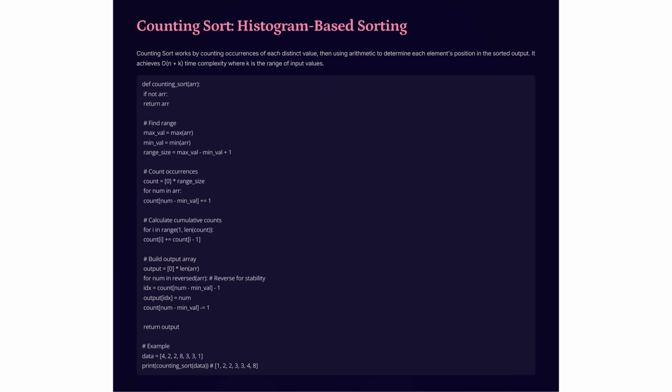Counting sort efficiently sorts by counting occurrences of each value, achieving O(n + k) time complexity. It calculates cumulative counts to determine positions in the sorted output, ensuring stability by processing elements in reverse. This method is ideal for small integer ranges, as demonstrated by sorting 4, 2, 2, 8, 3, 3, 1 into 1, 2, 2, 3, 3, 4, 8.